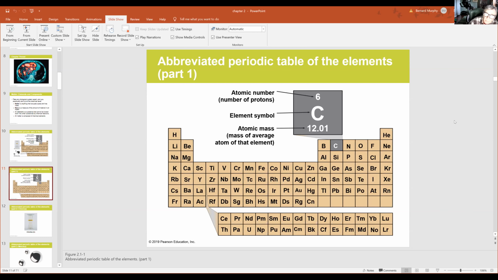But anyway, here's an interesting thing. What about row 8 here? All these guys. How many bonds do they make? Well, let's look at neon, atomic number 10. It has 10 electrons, 2 in the first, 8 in the second. Well, what's 8 from 8? 0. It already has a filled shell. In fact, all of those elements in row 8 have filled valence shells already.